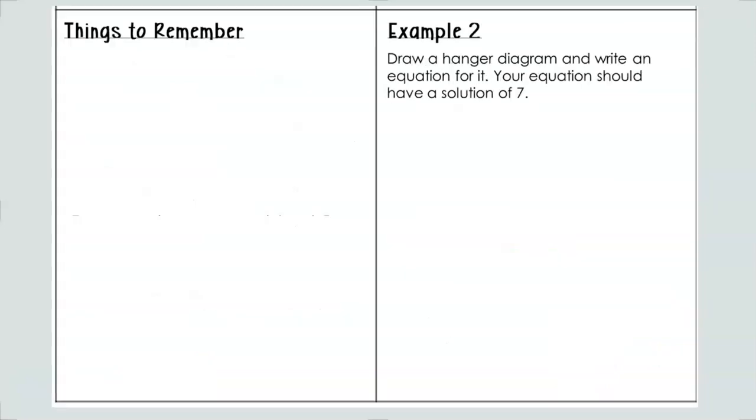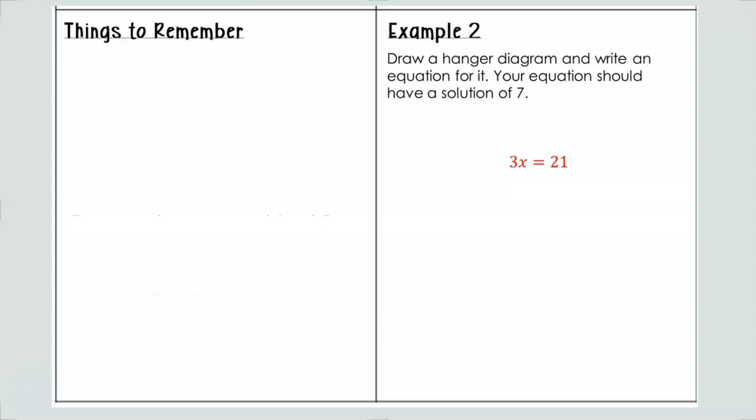Example 2. Draw a hanger diagram and write an equation for it. Your equation should have a solution of 7. This means that your variable should have a value of 7 in your diagram. Now, everyone can have a different diagram or equation on their page. My example is going to be 3x equals 21.